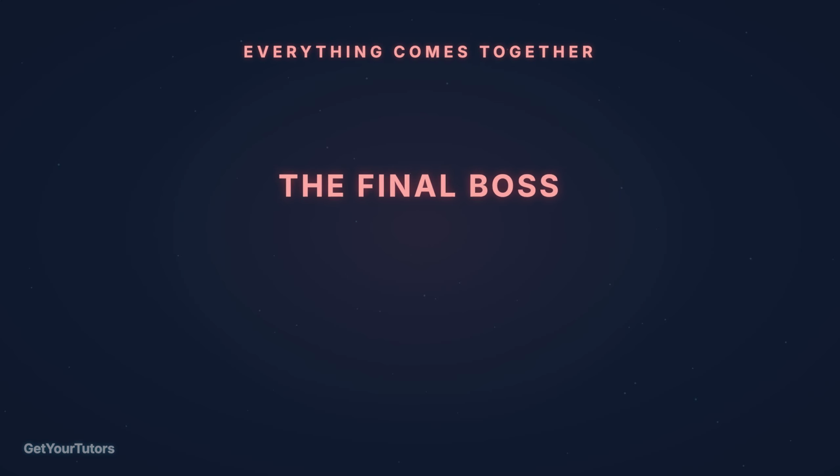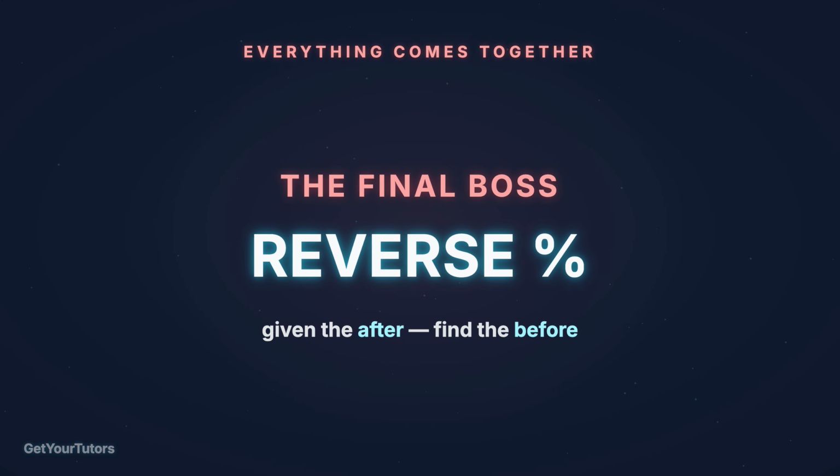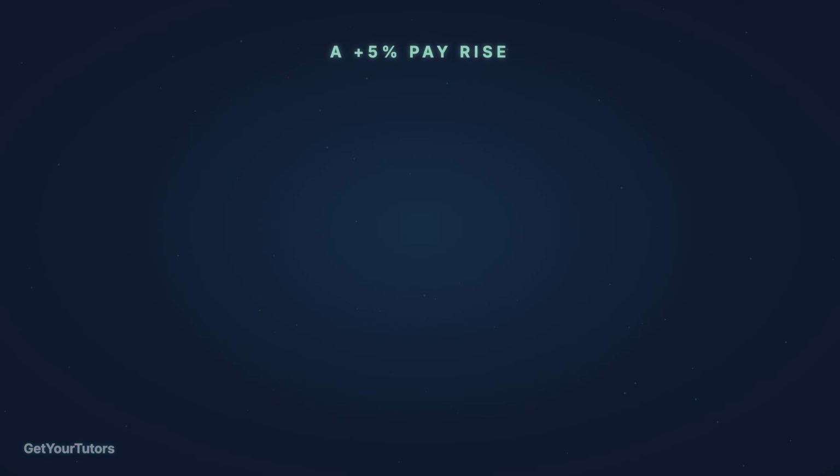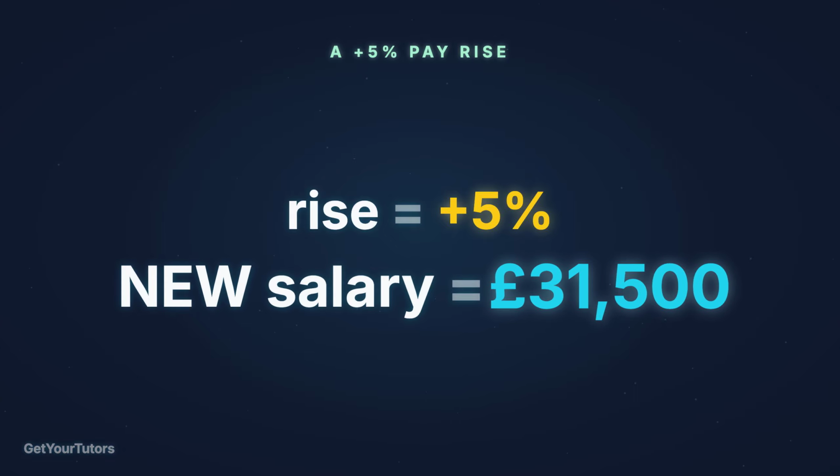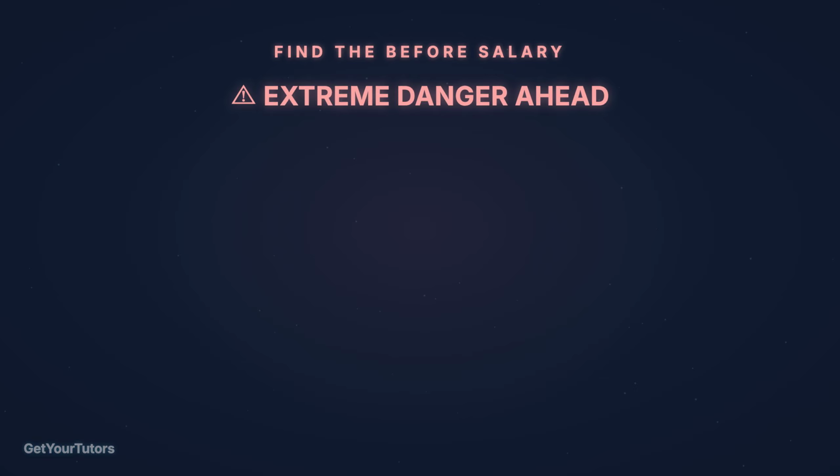Now we face the final boss. Reverse percentages. You are given the value after a change and must calculate the original before amount. Jenny receives a 5% pay rise. Her brand new salary is exactly £31,500 per year. Find her salary before the pay rise.